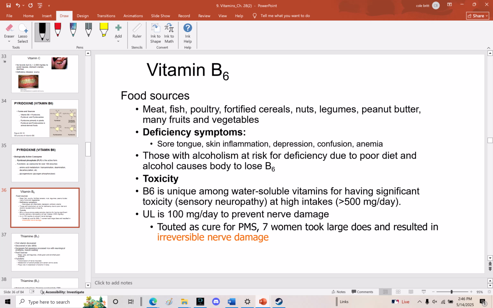B6 is unique among the water-soluble vitamins for having significant toxicity. Essentially, it's neuropathy. What happened was, it was touted as a cure for PMS, premenstrual syndrome. Women with PMS were told B6 is going to cure your PMS, and so women were taking large doses of B6, and it turned out that these women ended up with irreversible nerve damage. They started having neuropathy, lack of feeling in their fingers and their limbs.